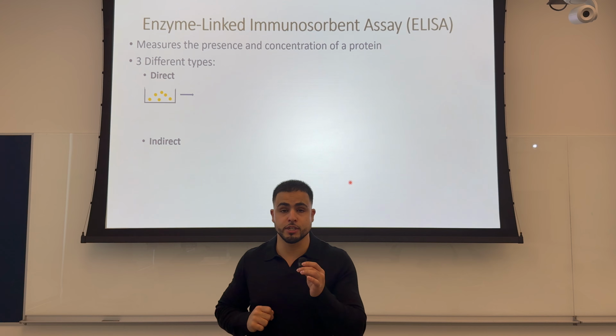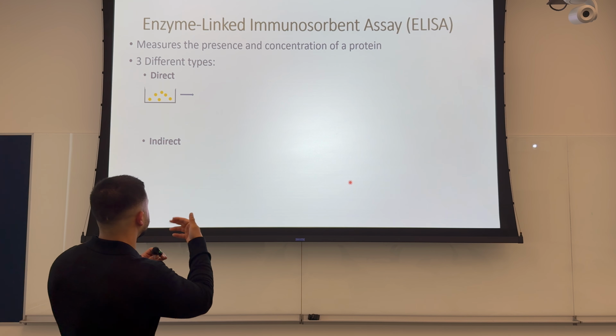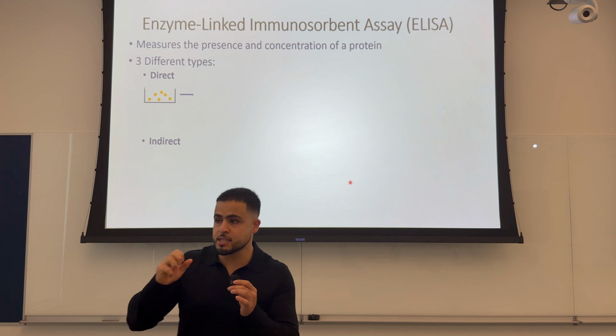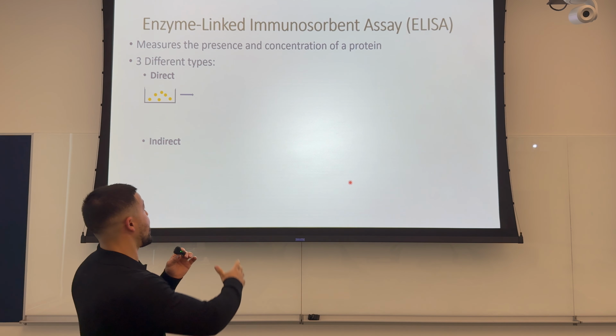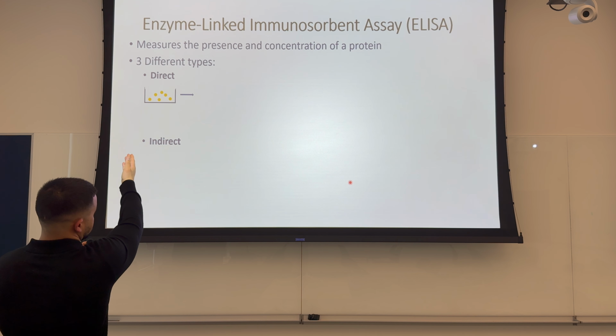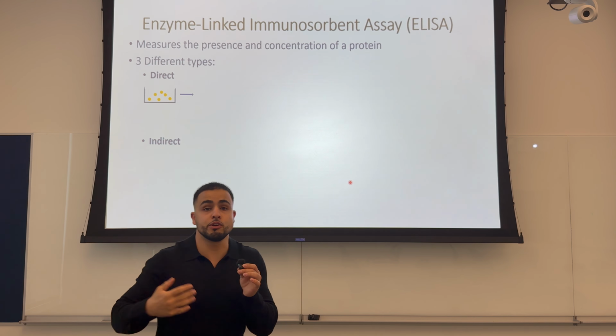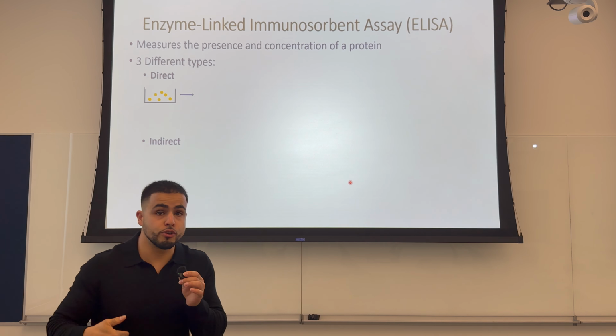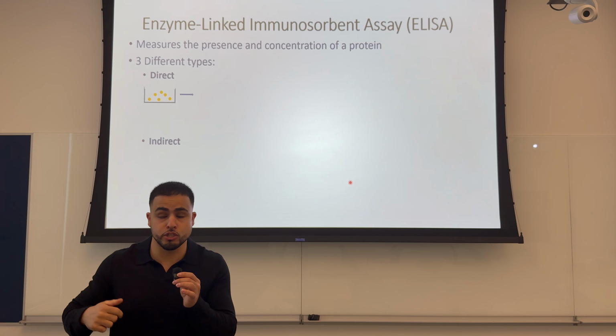You have three different types. You have the direct, indirect, and as we'll see on the next slide, we have the sandwich type. And this is how they work. So in the direct one, you have your proteins in this container, in this beaker, and let's say you don't know what the concentration of those proteins are, so you run an ELISA to determine the concentration.